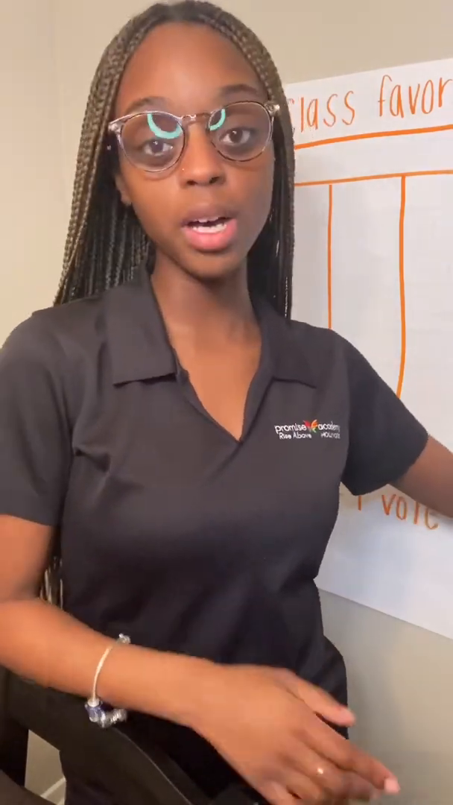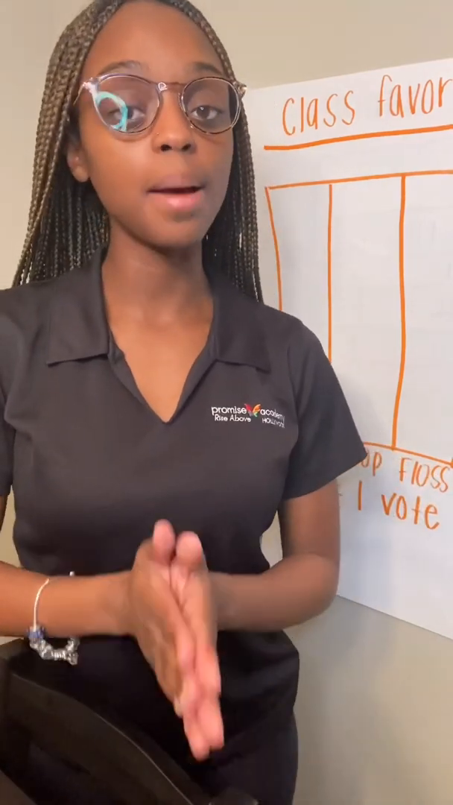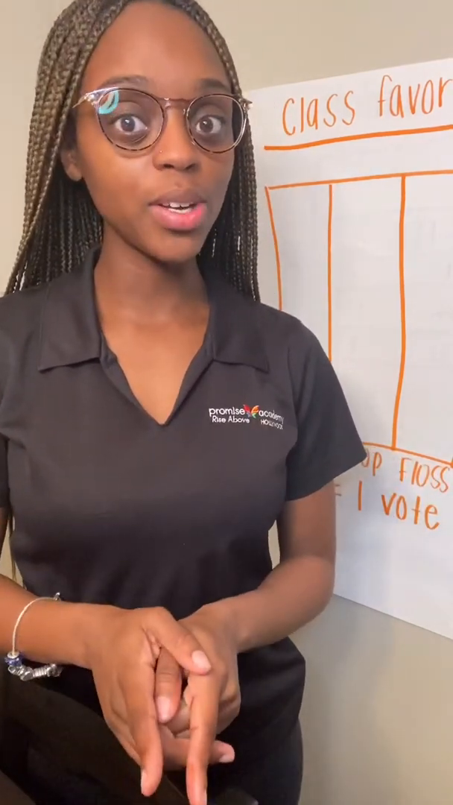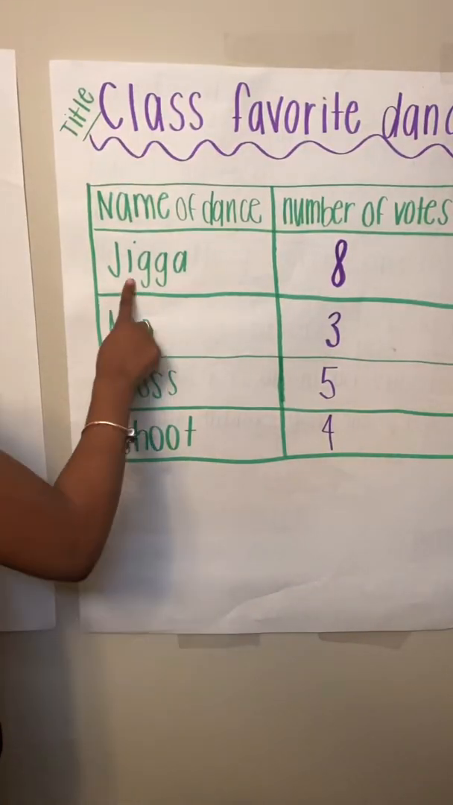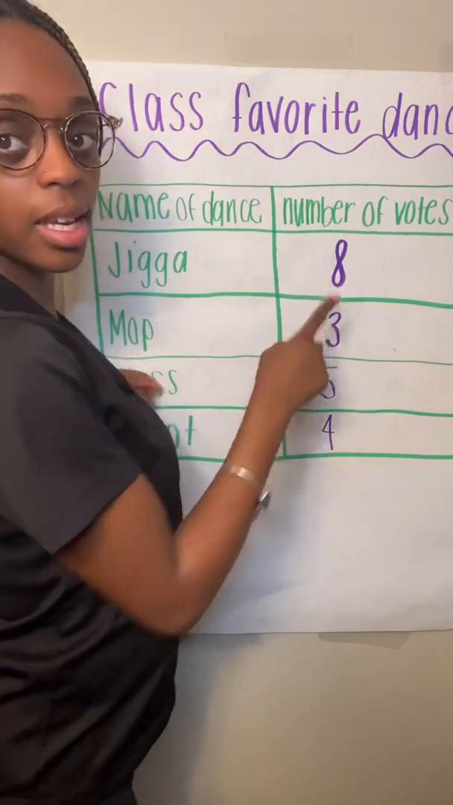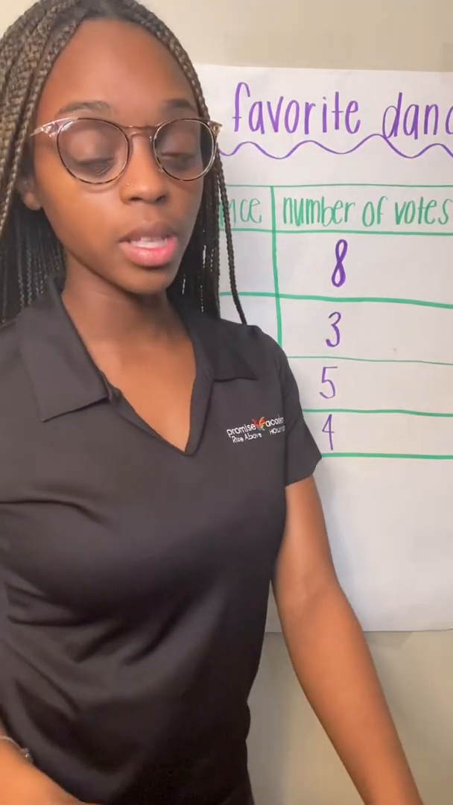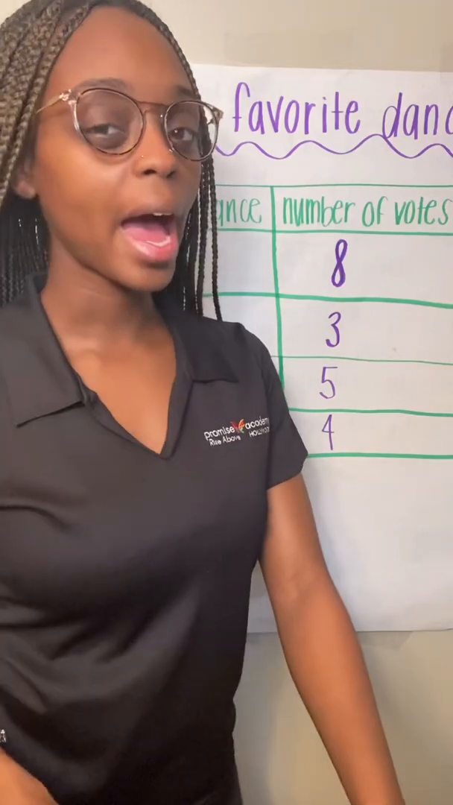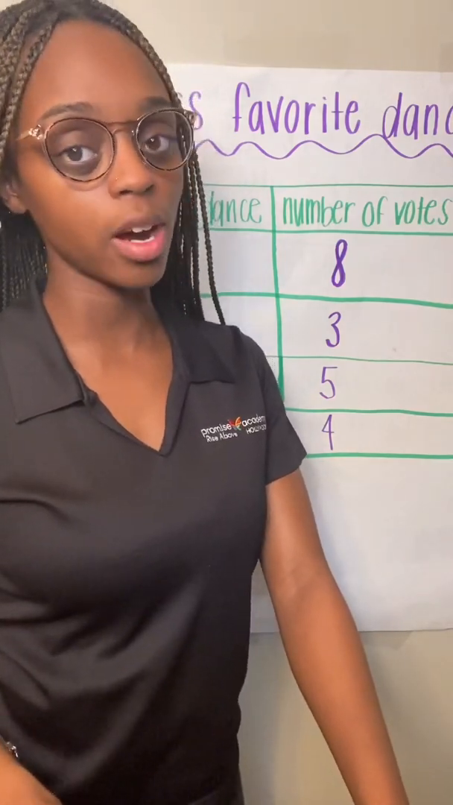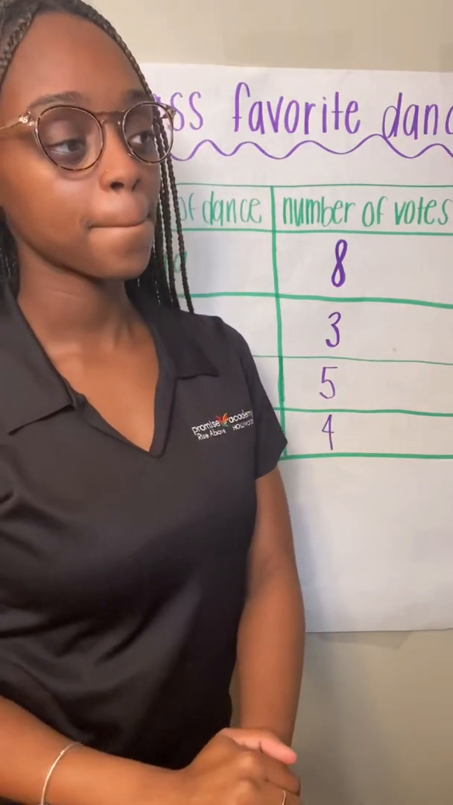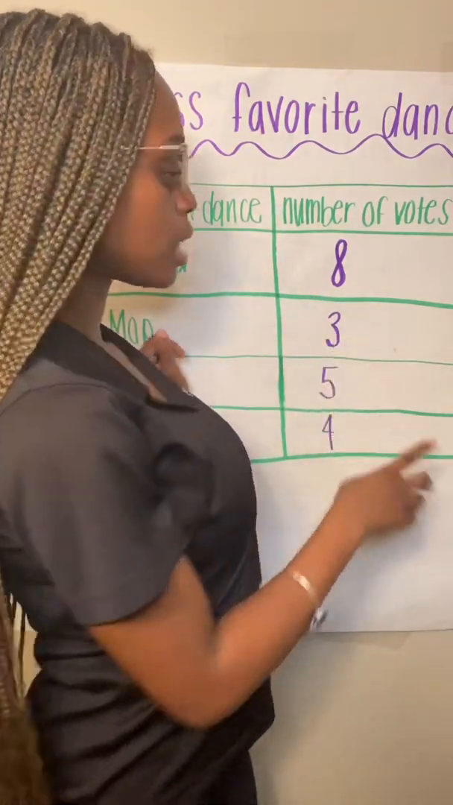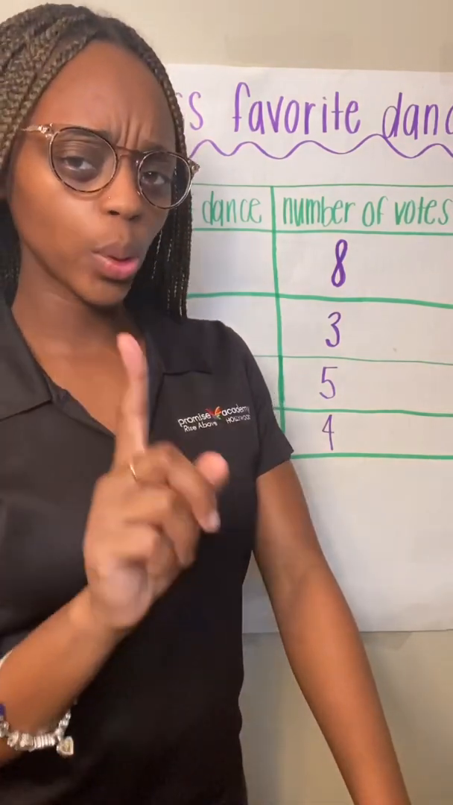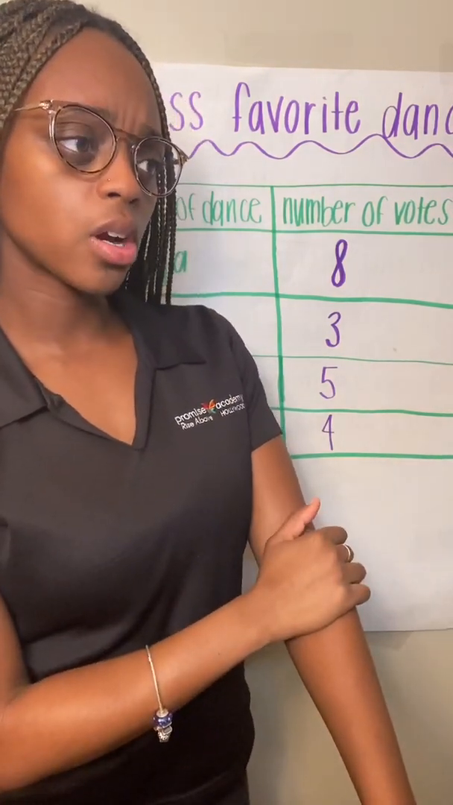Now, we are going to take our data that we took from the other day and put it in a picture graph. And let me show you how that's going to work. So for instance, Jigga got 8 votes. Since we know that each circle is going to be 1 vote, how many circles are we going to draw? Think time. I have 8 votes, and each circle means 1 vote. How many circles should I draw?